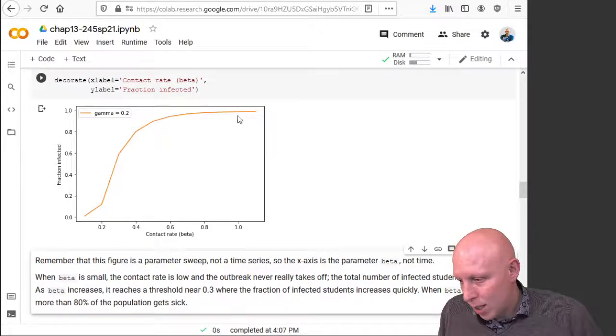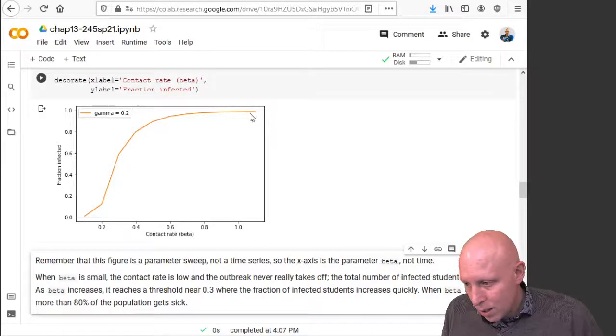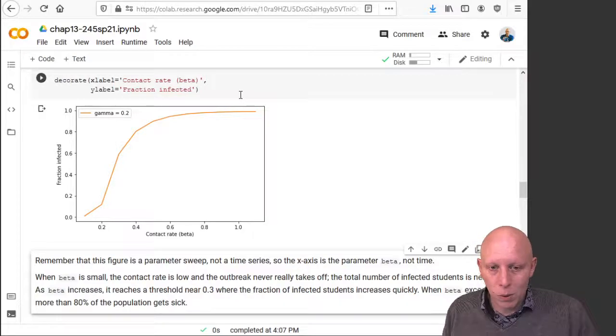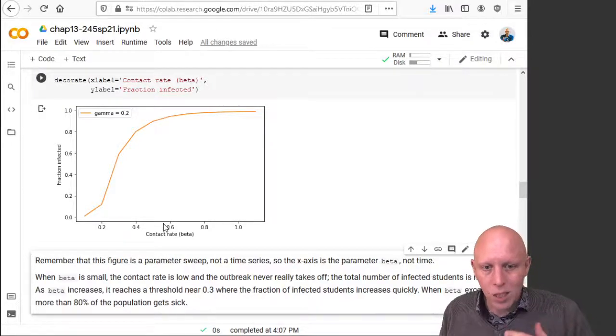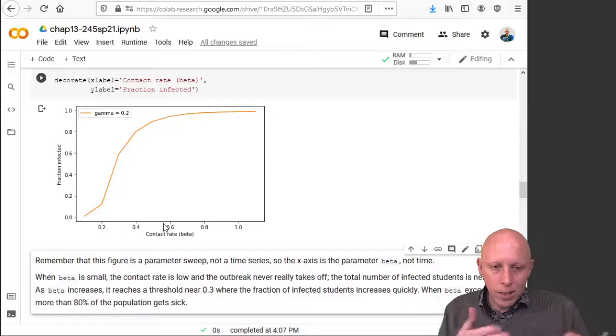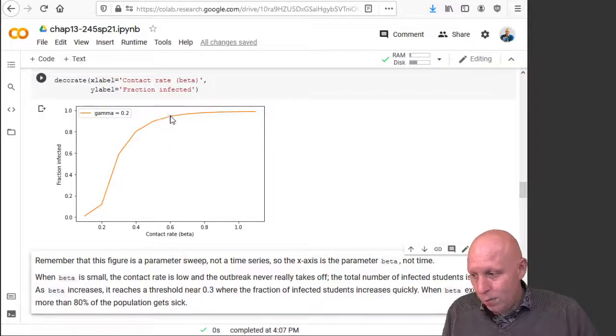When gamma is equal to 0.2, for different values of beta, we get different fractions of the population that got sick. So that's saying that if beta is 0.2 and gamma is 0.2, 10% of the population gets sick. Whereas once beta is over 0.6, so remember what beta represents: it represents the likelihood that the disease passes between a susceptible person and an infected person, then we're getting to a really high percentage of the population that gets sick.